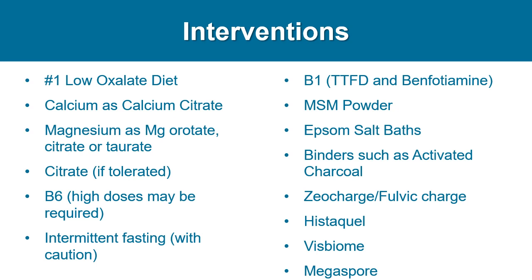Vitamin B1 can be used very well therapeutically. MSM powder, Epsom salt baths, binders, and I should also mention Zeoboost as well, or Zeocharge. So that's the zeolites that I like to use now, and Fulvic Charge is fulvic acid. And then other things like Histoqual, Visbiome, and then different probiotics such as HG58 and Megaspore, and even the immunoglobulins can be very helpful.